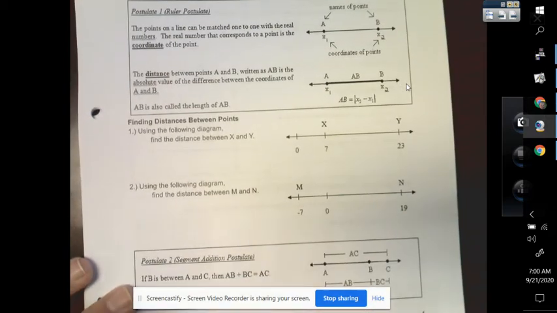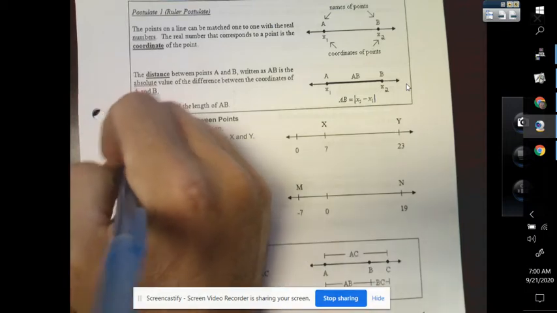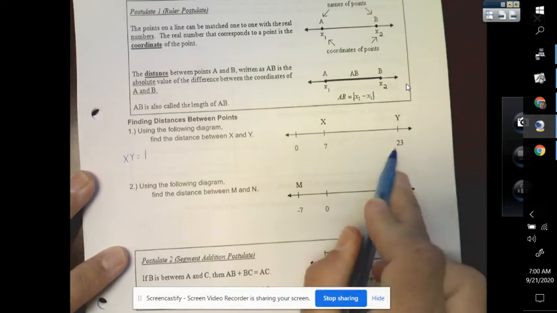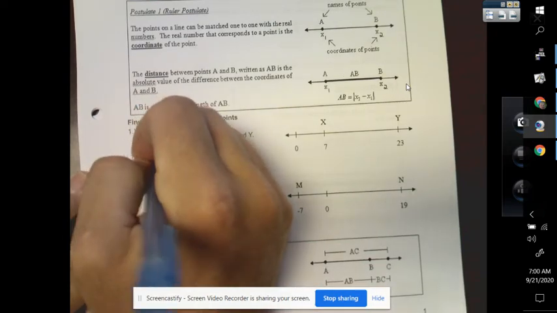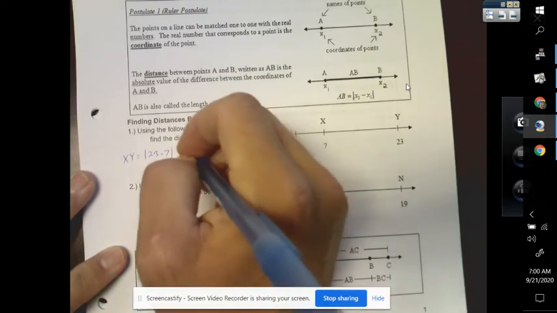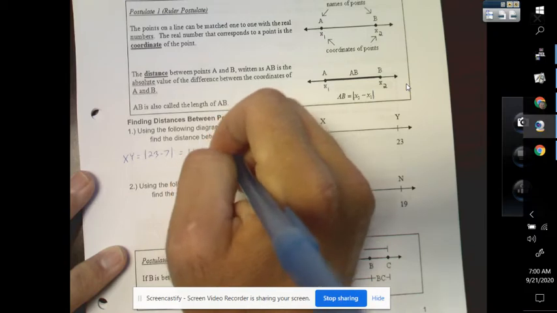So let's take a look here. Using the following diagram, find the distance between X and Y. So I'm going to write XY equals. Now I'm going to do the absolute value of 23 minus 7. Okay, so 23 minus 7 gives me 16. The absolute value of 16 is still 16.